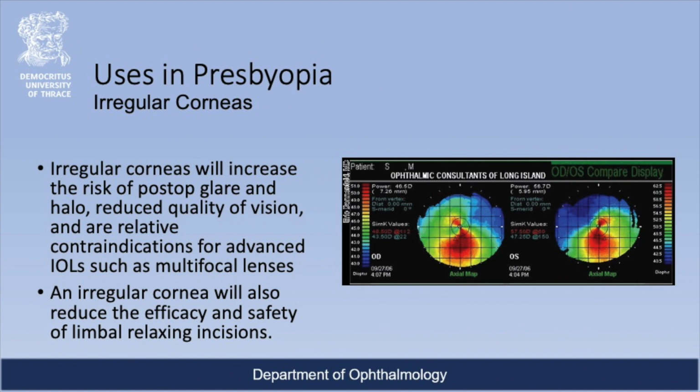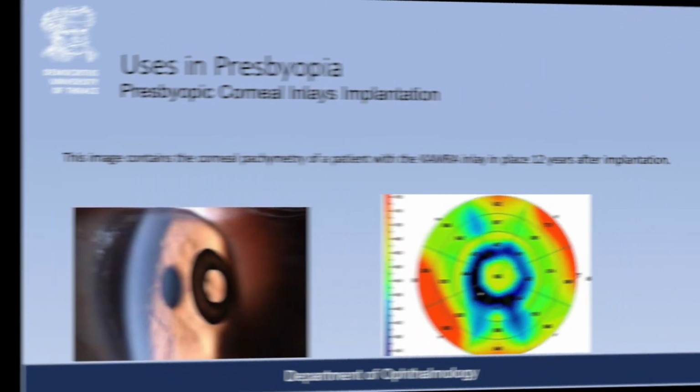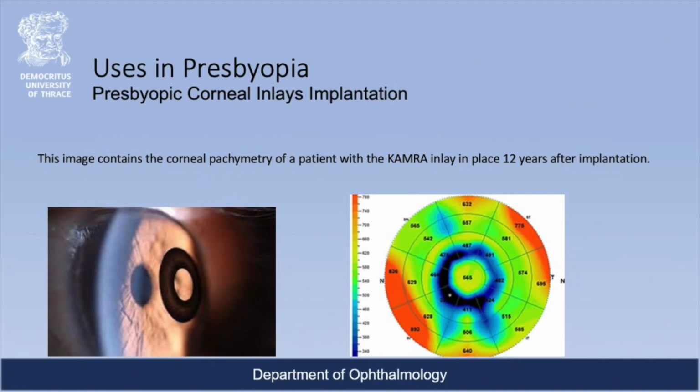An eye like this, with irregular cornea with skewed astigmatism, is a relative contraindication for a multifocal intraocular lens and limbal relaxing incision. This corneal topography image contains the corneal pachymetry of a patient with the Kamra inlay in place, 12 years after implantation.